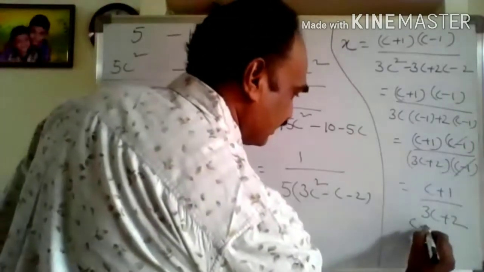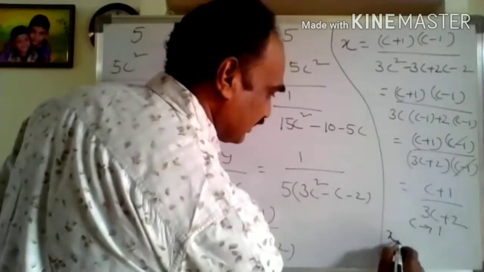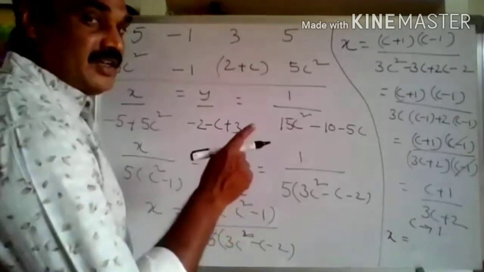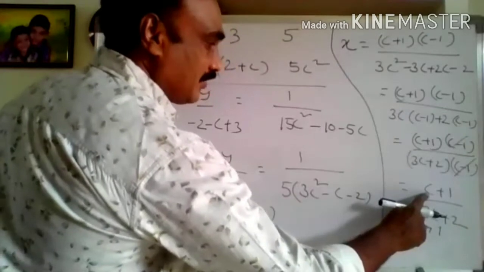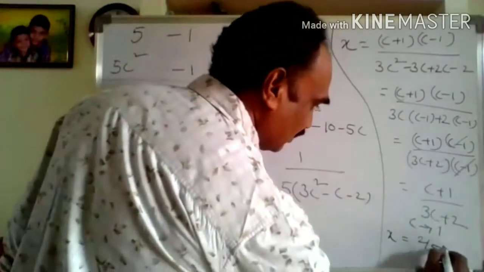Taking c tends to 1, x is equal to the limit as c tends to 1. Substituting c equal to 1, we get (1 plus 1) over 5, that is 2 by 5. So x is equal to 2 by 5.